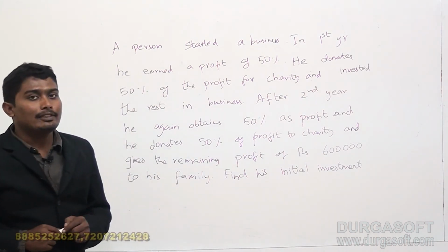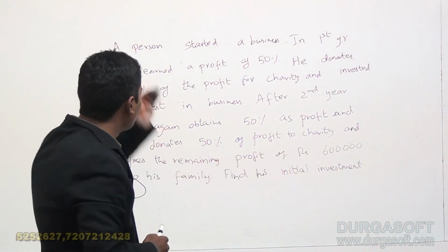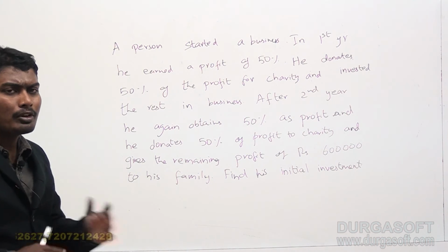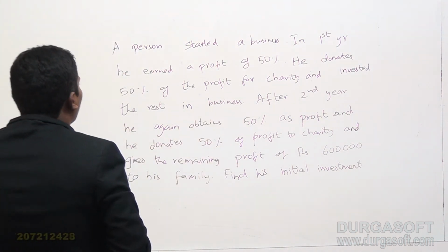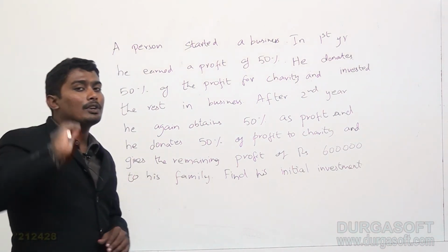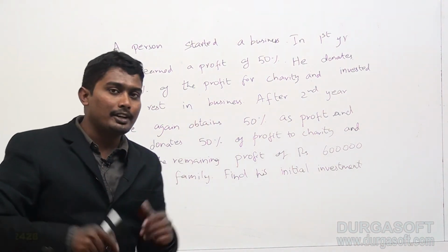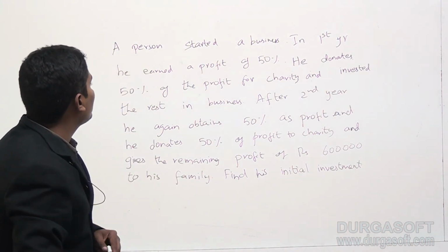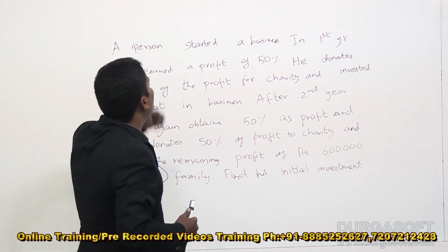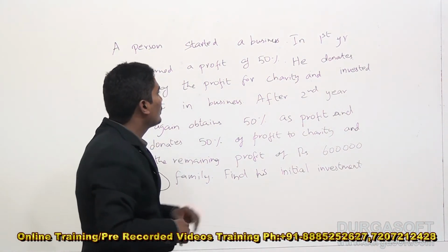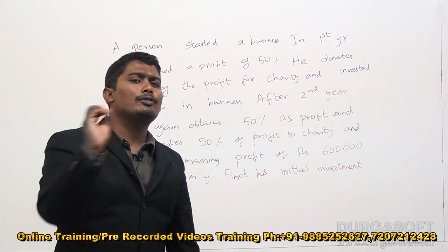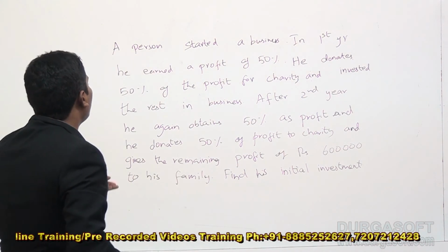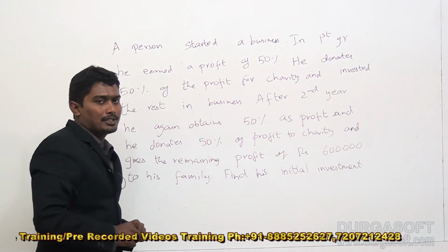Find his initial investment. So if you look at this, this question is a bit complex. By complex I mean that it is too long. So a person started a business, I don't know with how much amount he started the business. After starting the business, in the first year, he earns 50% as profit. Among the profit, he donates half to charity and the remaining half he again invests in the business.